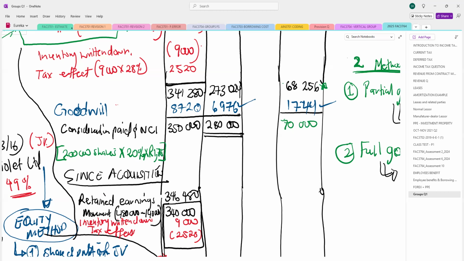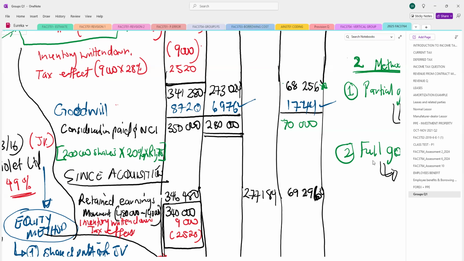So we're going to calculate 80%. I'm going to calculate 20% of that. How much is my 80%? 277,184. Okay, 277,184. Okay, let's calculate the NCI portion as well. 69,296. Is that correct? Yes. Okay.